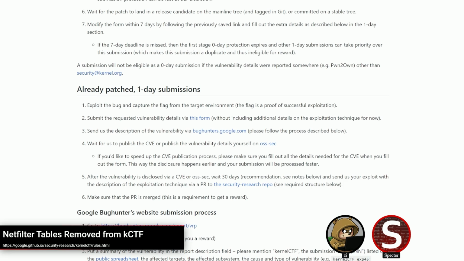and that kind of sucks for kCTF. Part of the reason I like recommending kernel CTF to people is the fact that you can do the kernel research, you can get paid for it, and you're not limited to super strict sandboxing. But it seems to be moving in that direction. So we'll see, I guess.